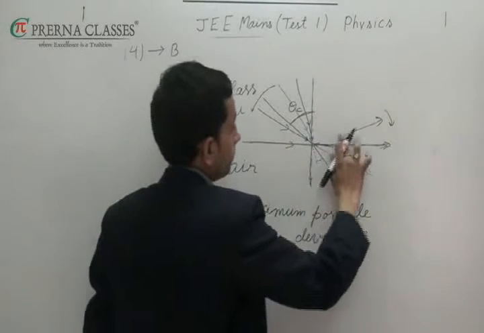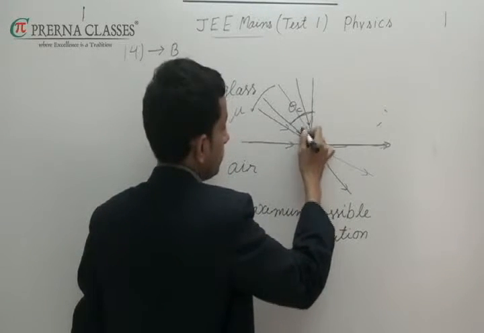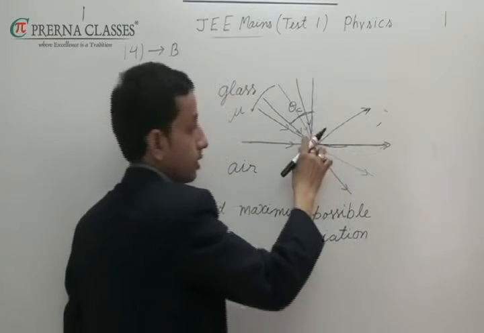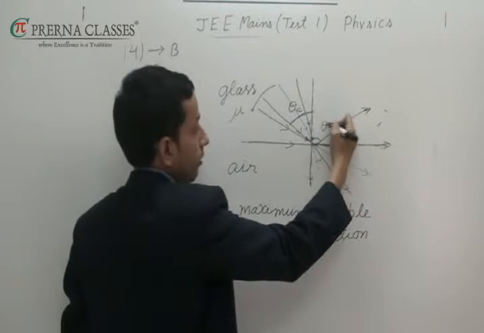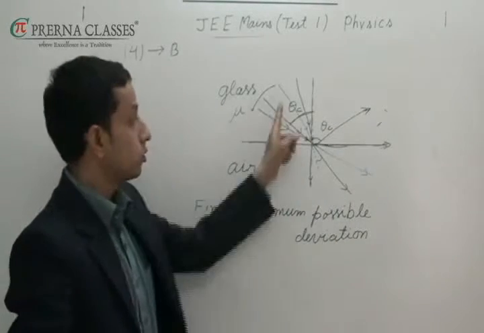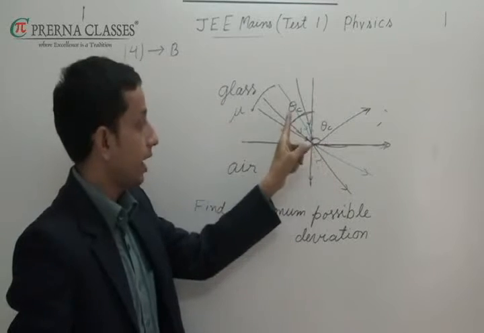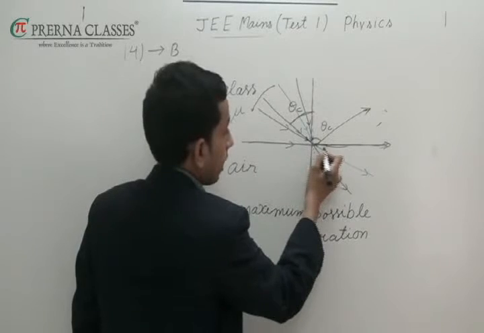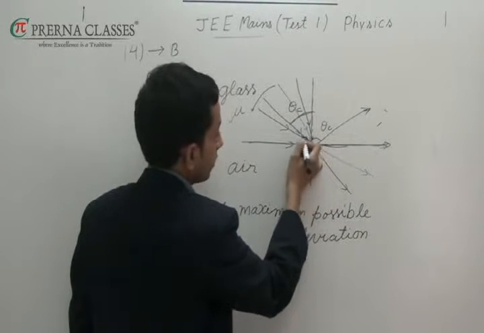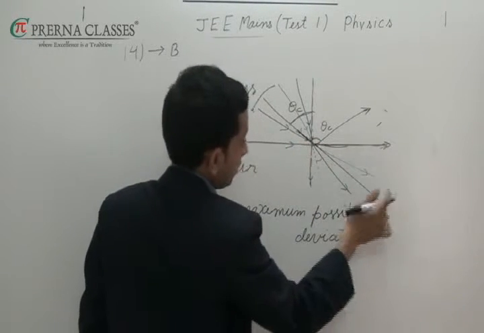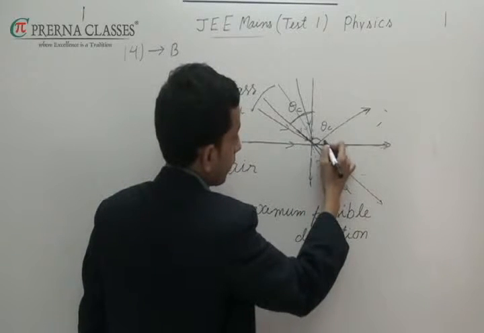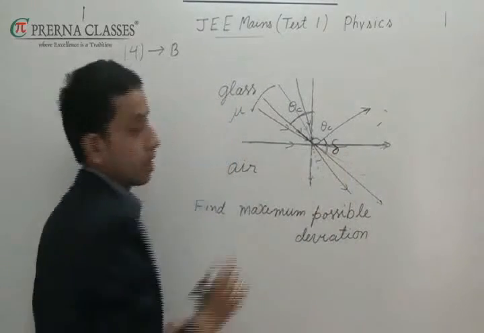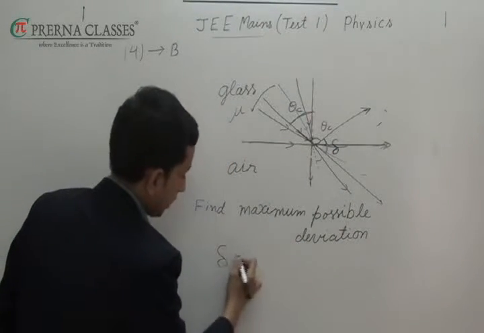In this case what will happen? The incident ray will have a reflected ray, and this will also have an angle of reflection equal to theta c, the critical angle. Angle of incidence and angle of reflection will be equal to theta c. And if you want to find the angle of deviation, extend it further, and we are going to get the angle of deviation this much, and its value will be delta.